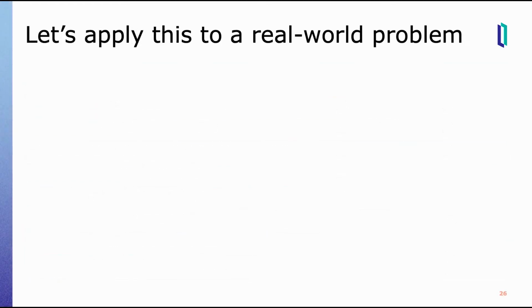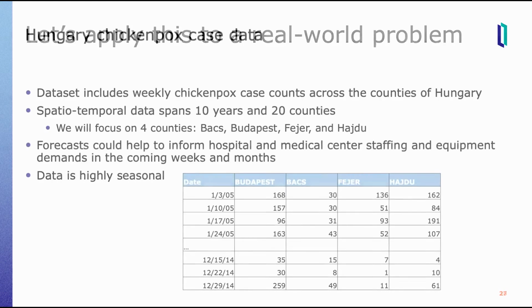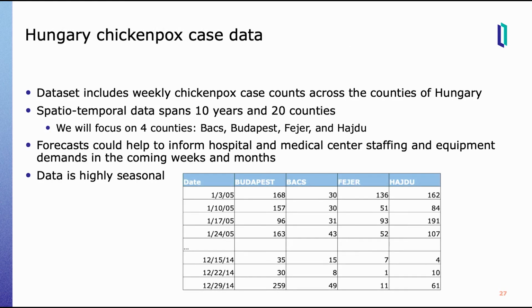So let's see what we can do to apply this to a real-world problem. We will explore the future predictions with the Hungary chickenpox case dataset. So this is a spatio-temporal dataset, and it provides us with weekly chickenpox case counts for each of the 20 counties of Hungary across approximately 10 years. We're going to focus on only 4 of these counties so as to not crowd the slides with too many tables and charts and plots.